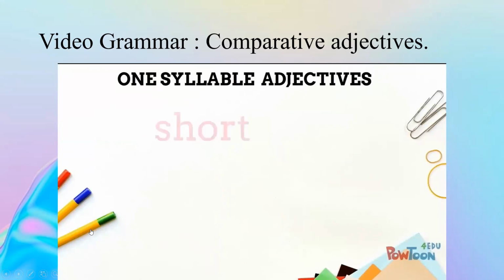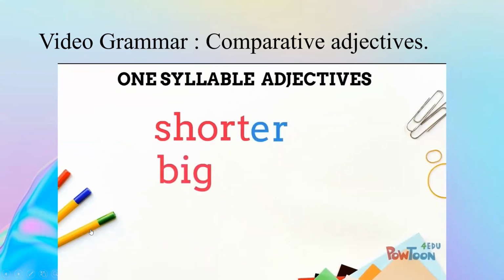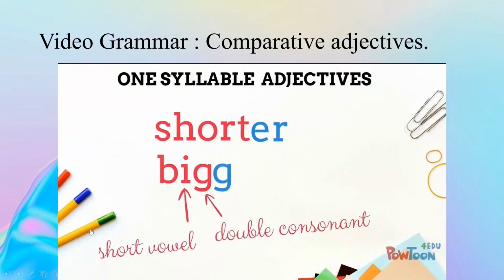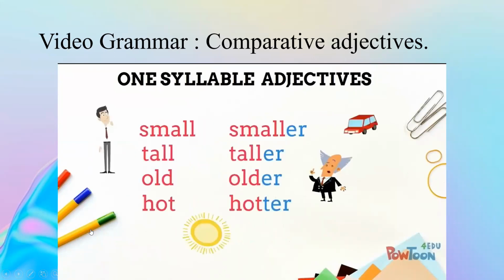If the adjective has only one syllable, we make its comparative form by adding the suffix er: short, shorter. And if the adjective has a short vowel and a consonant at the end, we need to double the consonant: big, bigger. More examples: small, smaller, tall, taller, old, older, hot, hotter.